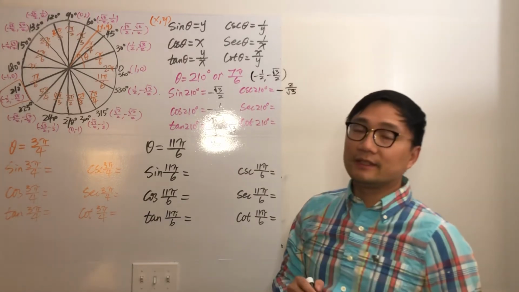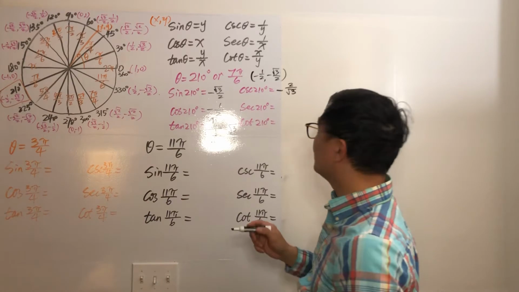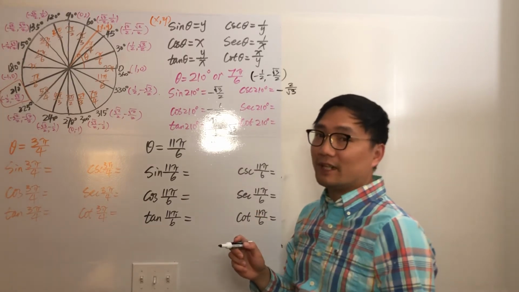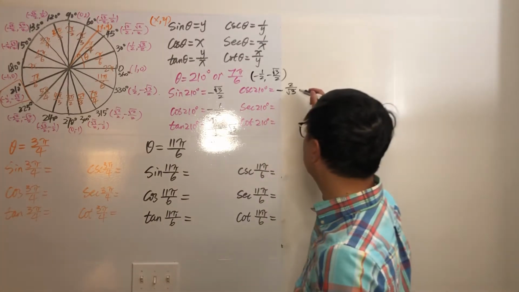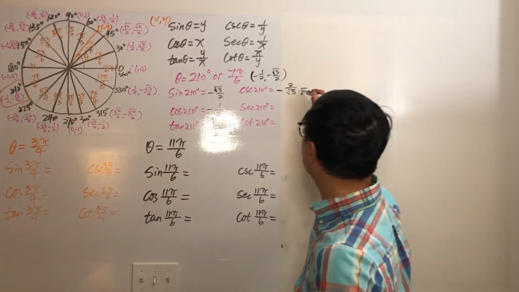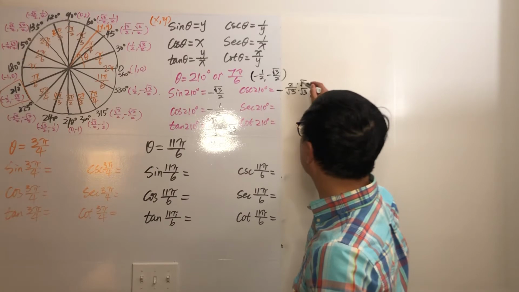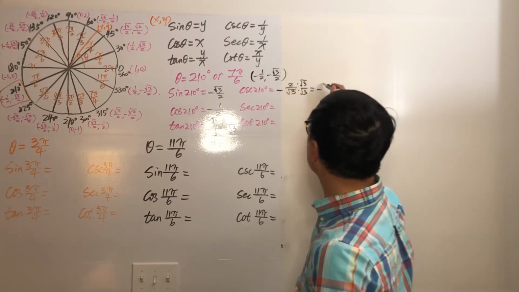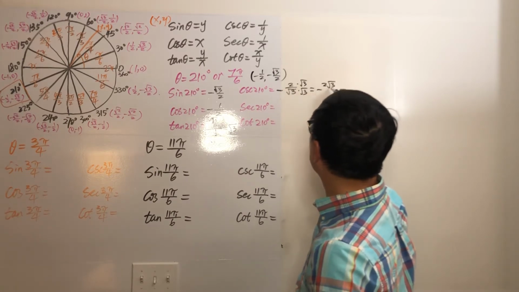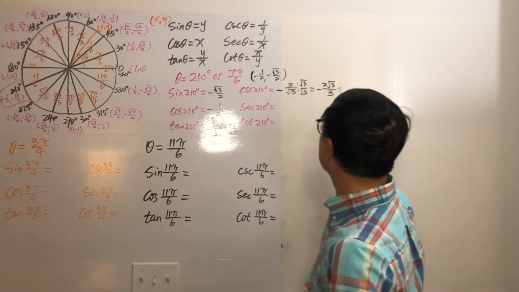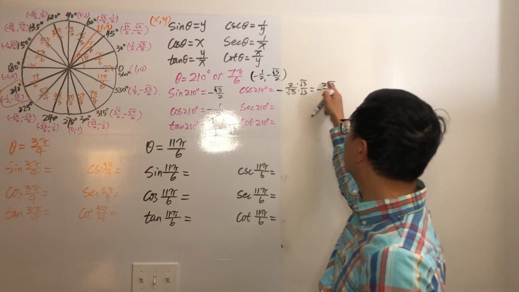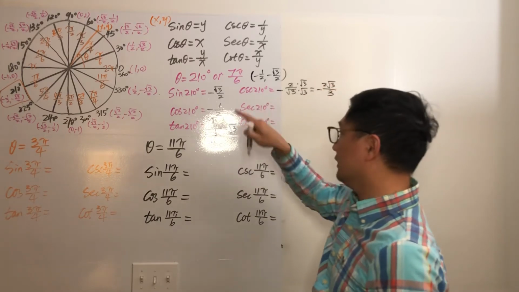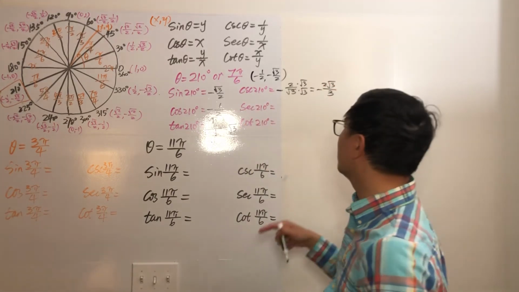Okay? So now, as I told you, you cannot allow the radical on the bottom, on the denominator. So you have to simplify the radical. I have to multiply by radical 3 over radical 3. Finally, you have negative 2 radical 3 over 3, because radical 3 times radical 3 is 3, and 2 times radical 3 is 2 radical 3. So that's why cosecant is this.